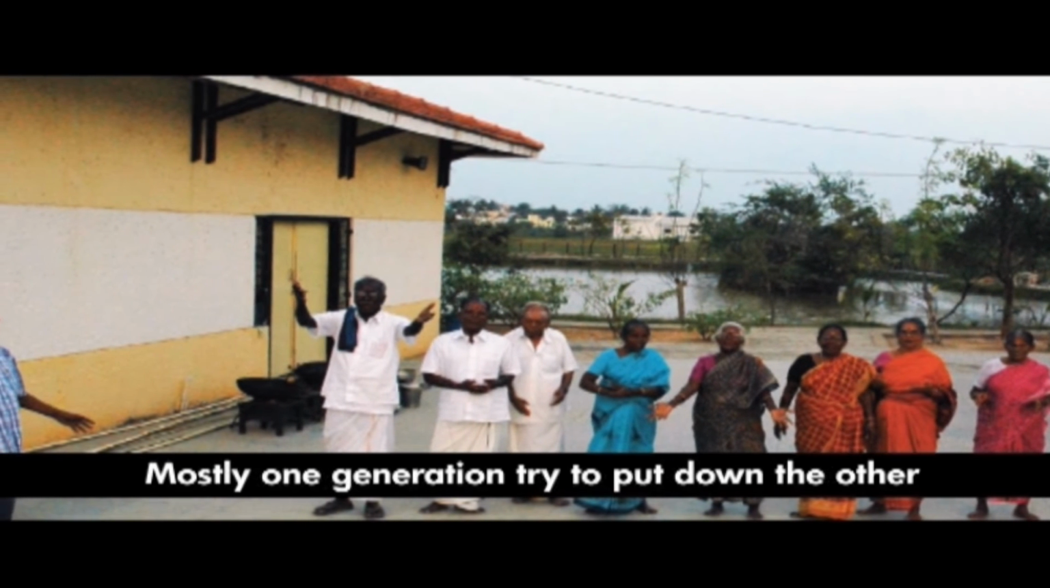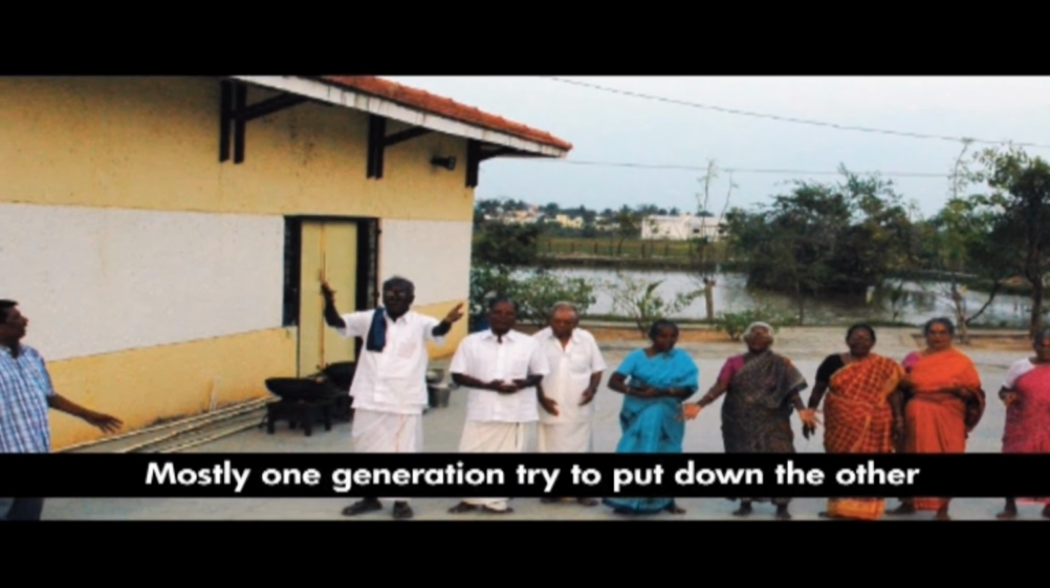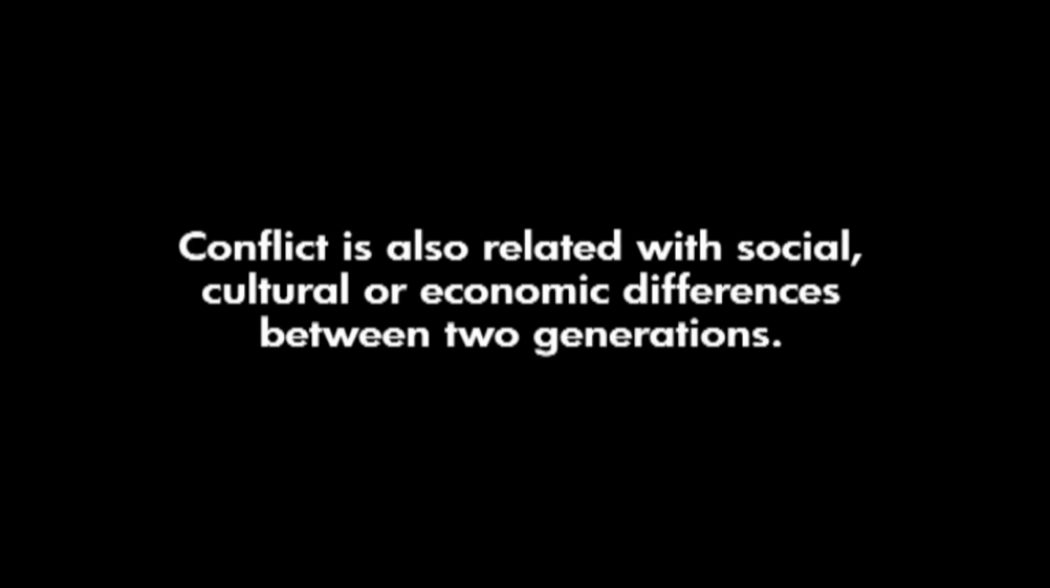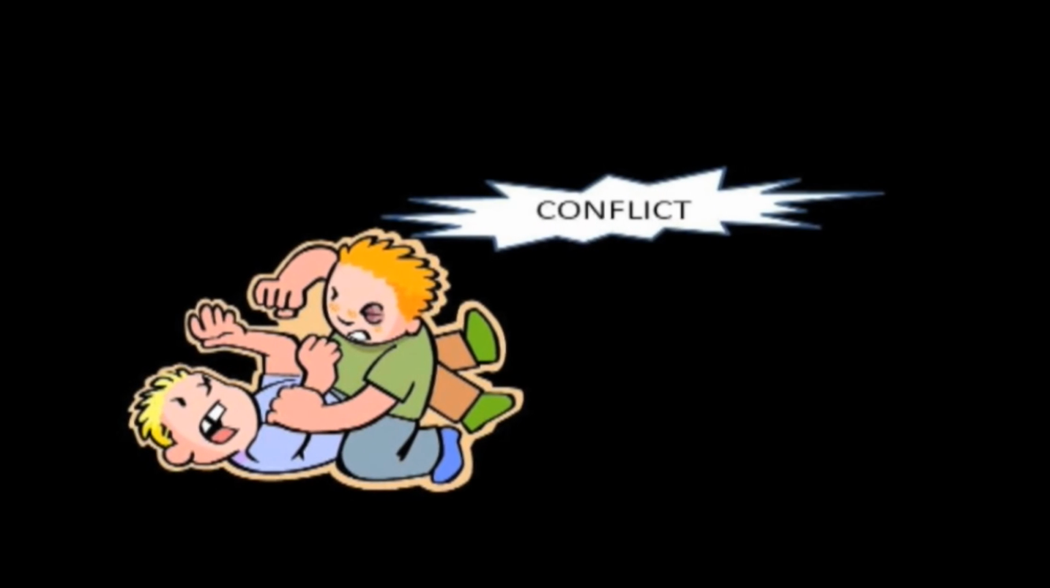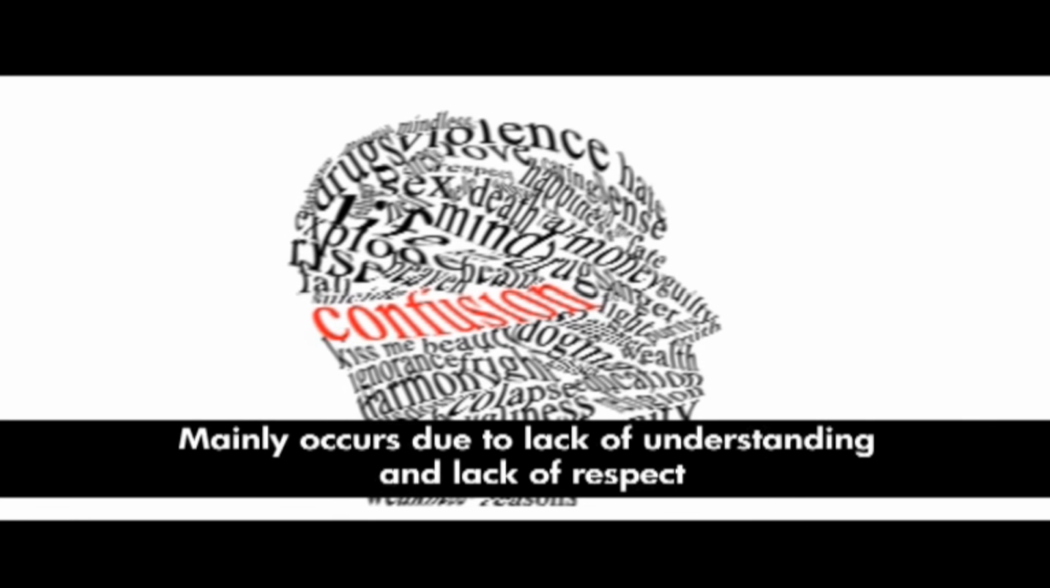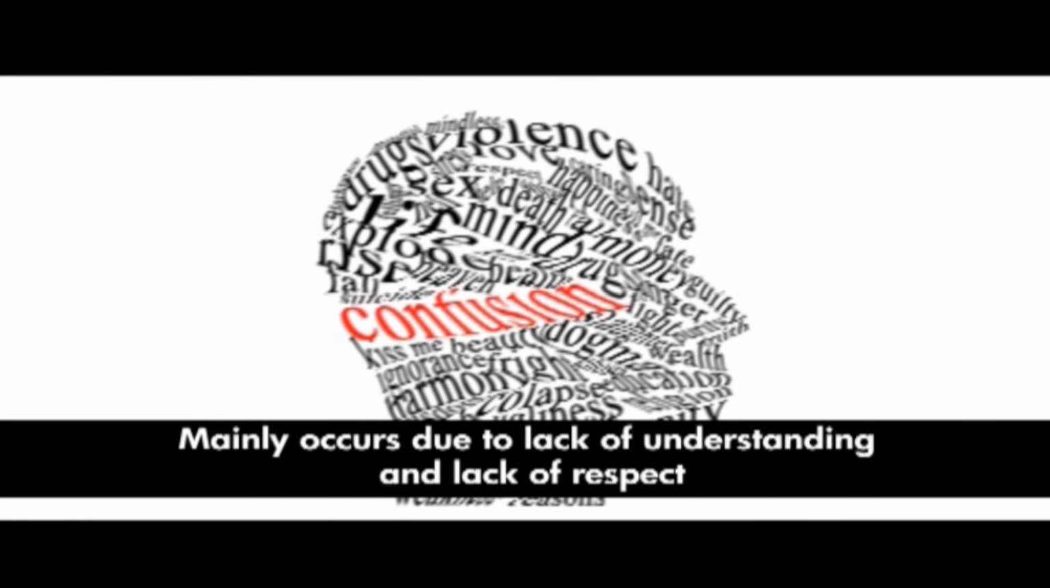In this type of conflict, generally, one generation tries to put down the other. It is also related to social, cultural, or economic differences between the two generations. These differences are mainly caused by a shift in the values and morals from one generation to another. An example of intergenerational conflict is the typical fights that happen between teenagers and parents. These mainly occur due to the lack of understanding and lack of respect.